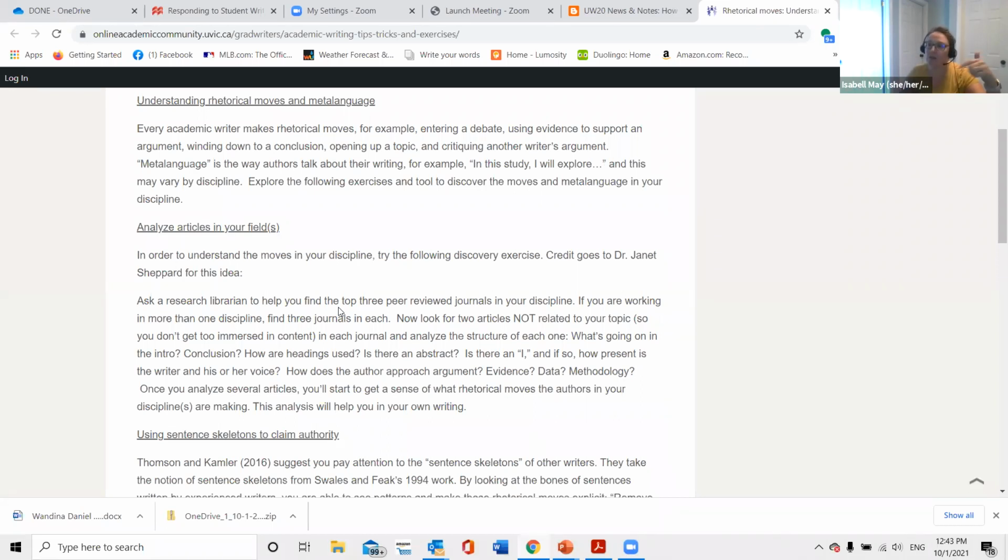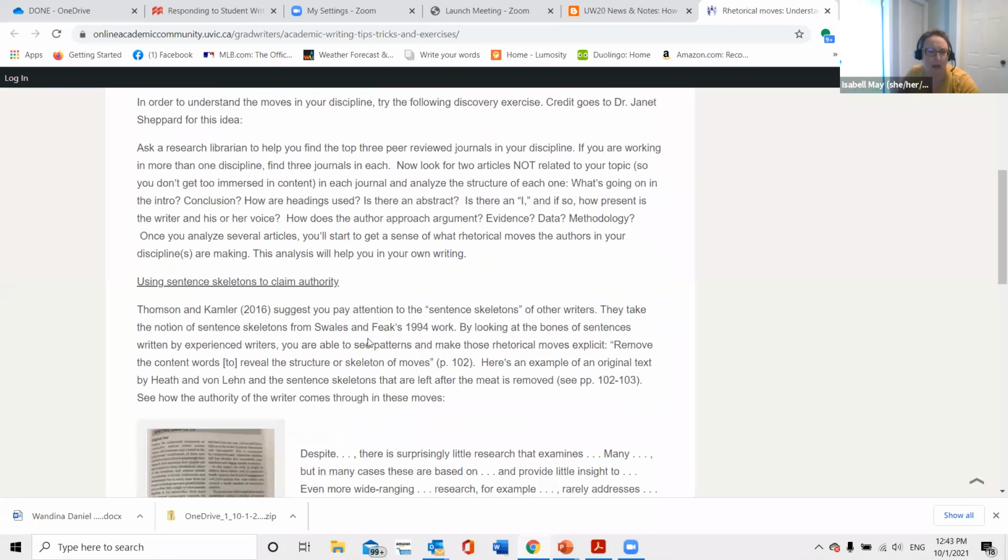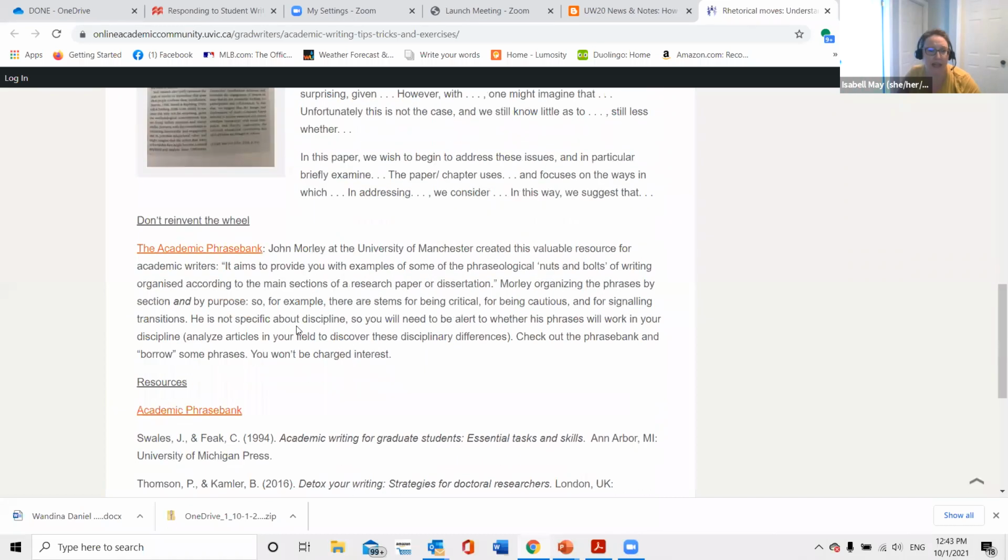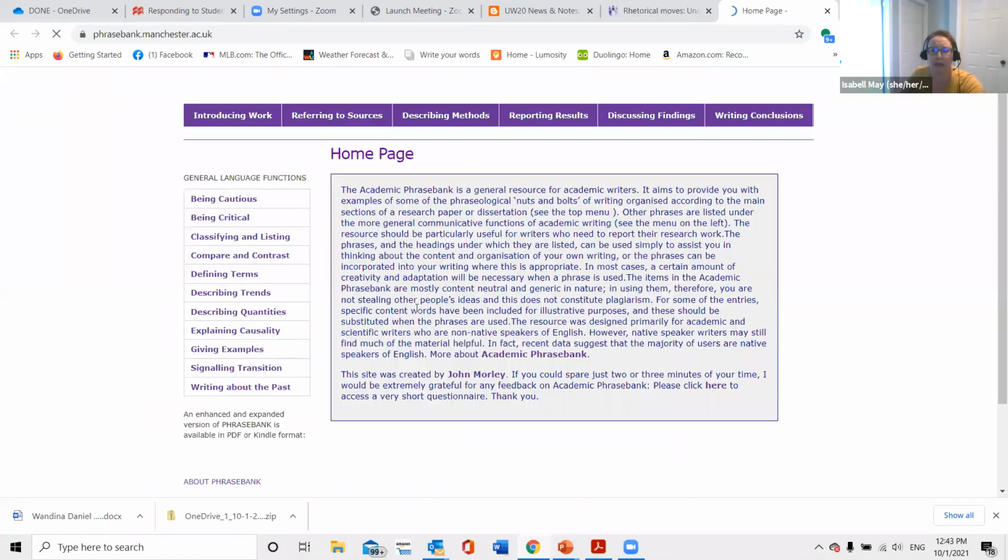And having students look at some example texts, not just for reading the content, but looking at, hey, how are these writers actually doing what they're doing? And then, sentence skeletons comes up here again, and it has this wonderful resource here, the Academic Phrase Bank from the University of Manchester. I use this a lot with students who are not, like myself, writers for whom English is not the first language. I want to click on this briefly so you'll see what it looks like.